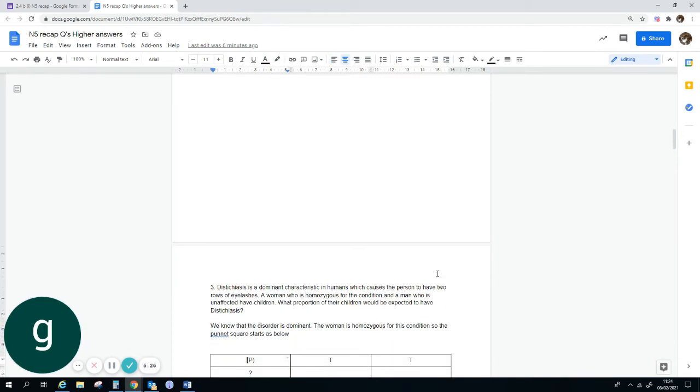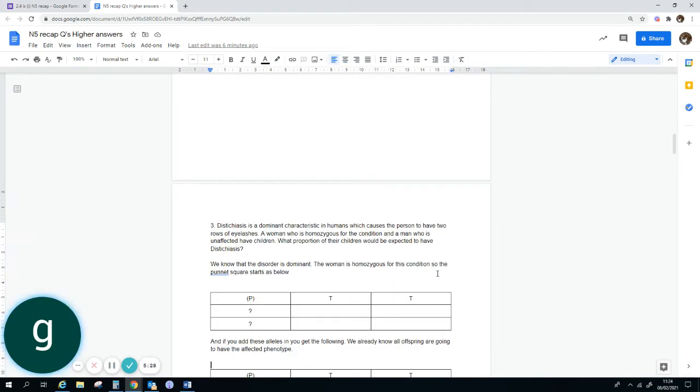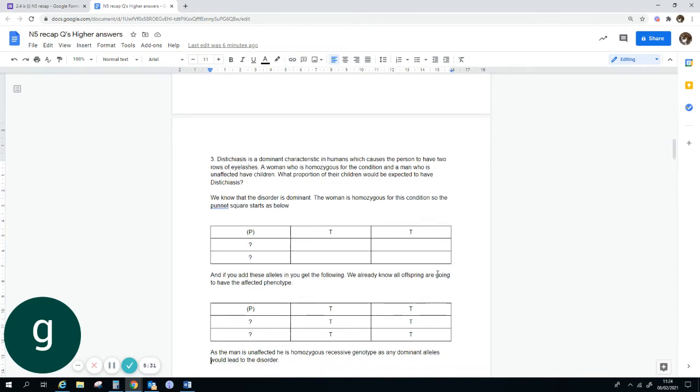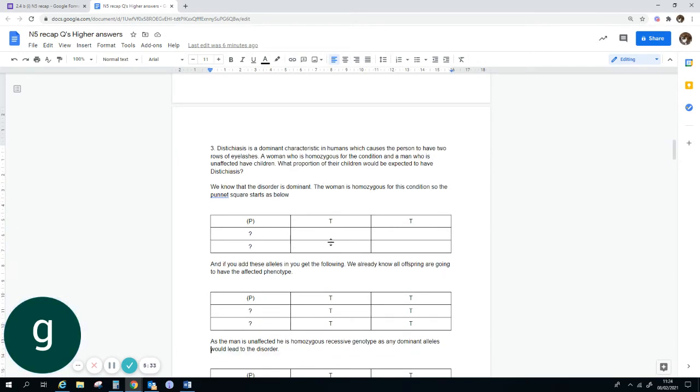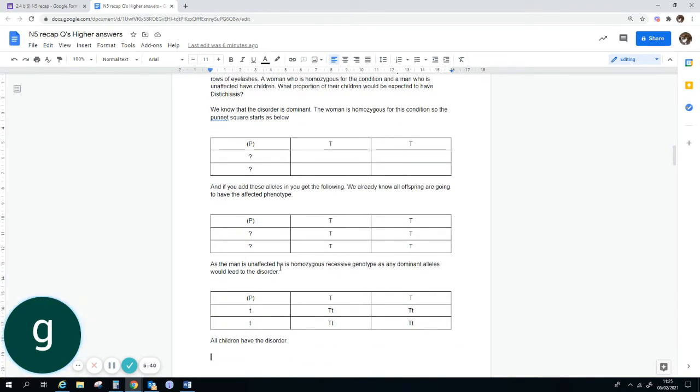So we know that she is homozygous dominant. So this is how our Punnett square starts. And we know that he is homozygous recessive. So we can complete the Punnett square as here.